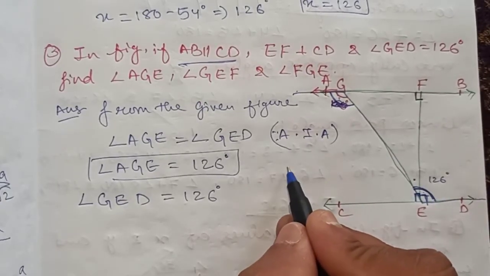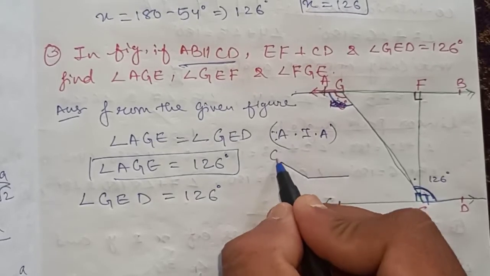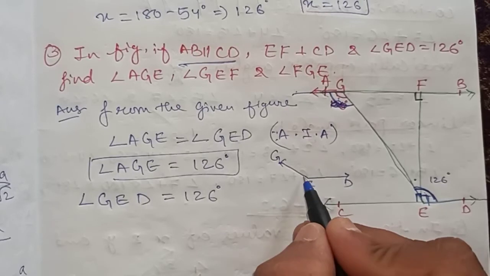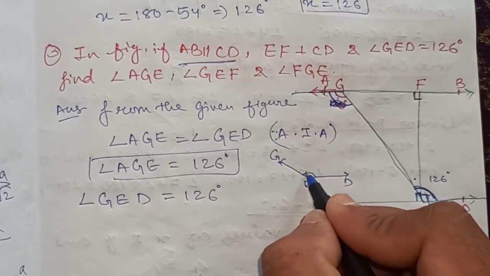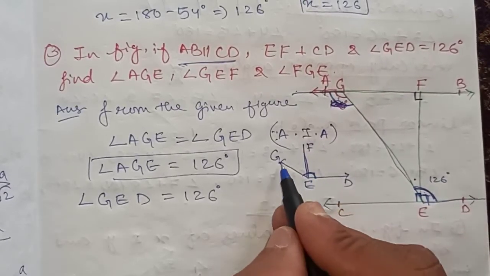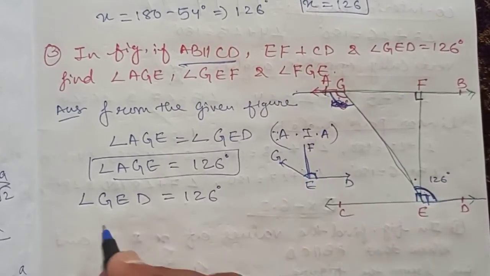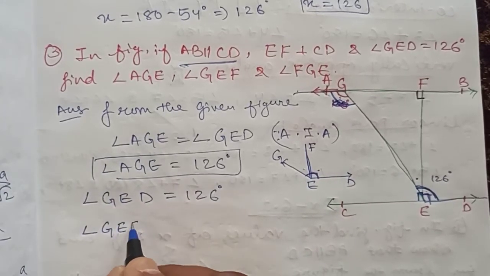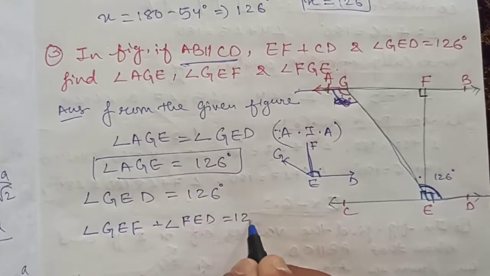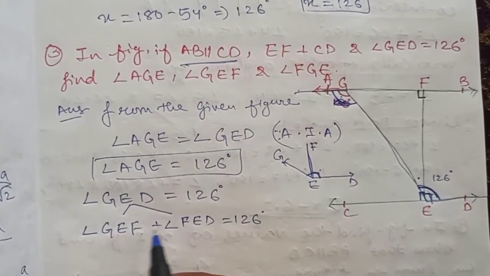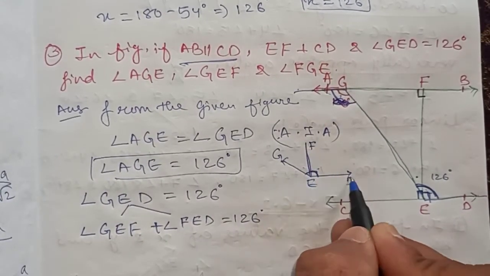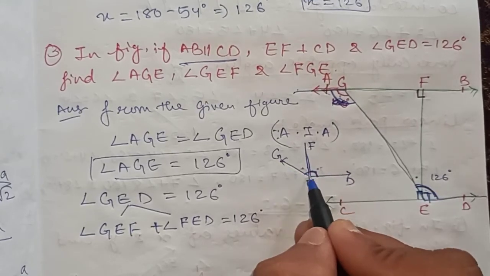Now see, just a rough diagram I am drawing here. This is G, this is E, this is D. This is GED. This is 126 degree. Now here there is one more angle drawn, that is F. So this is 90 degree. So this angle is cut into two parts, that is angle GEF plus angle FED equals to 126 degree. Angle GED is cut into two parts, GEF plus FED. When I combine both the angles, I will get the full angle.